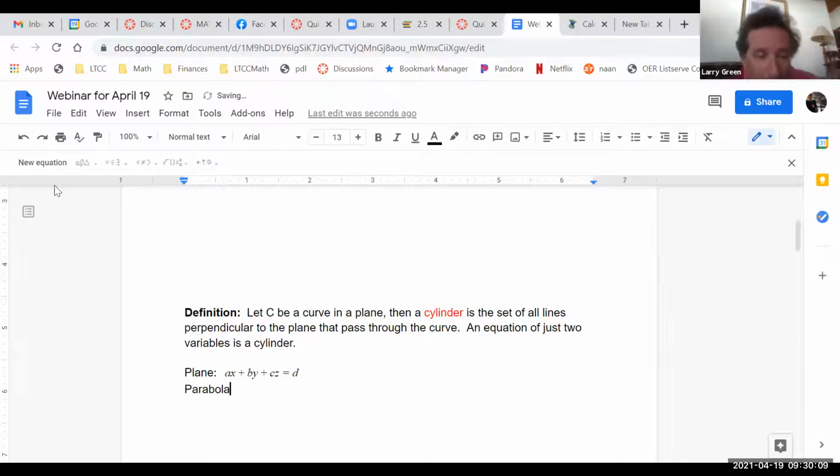The next level was parabola. Hopefully you know what a parabola is. If not, then you don't belong in this class. Okay? But in particular, the reason why it's the next level is planes are first degree, right? It's really ax to the first plus by to the first plus cz to the first equals d. How about a parabola? What's a general parabola? Yeah, it's second degree. Okay. So it's second degree.